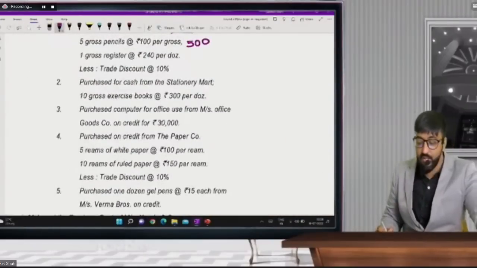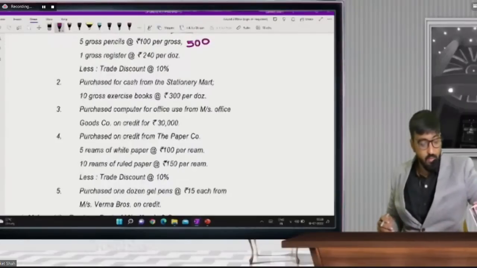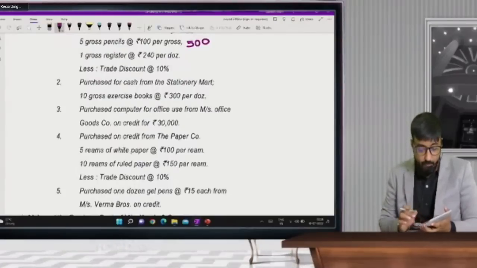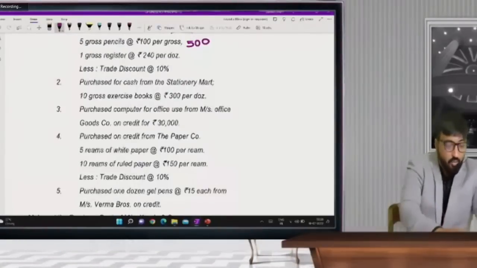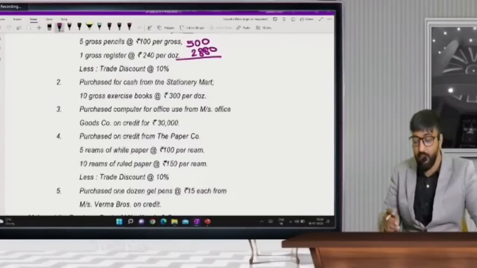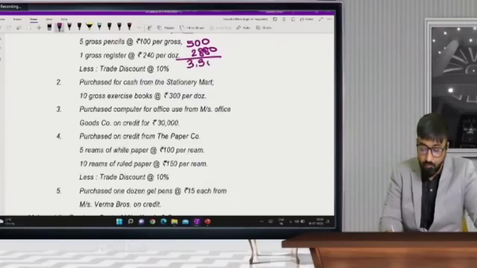One gross register, 240 per dozen. 240 into 12, 2880. What is the total? 3380. Minus 10% is 338.